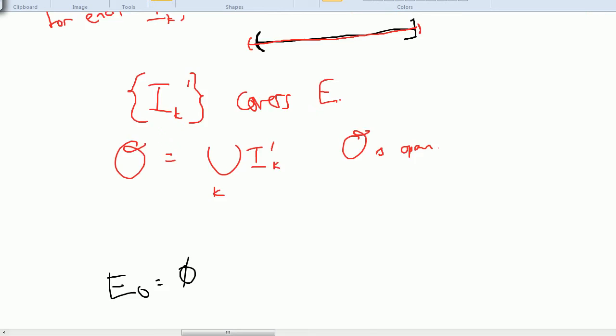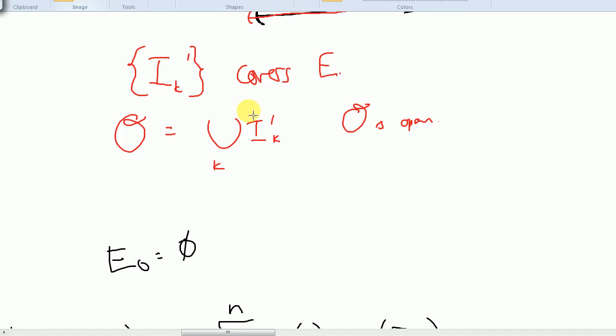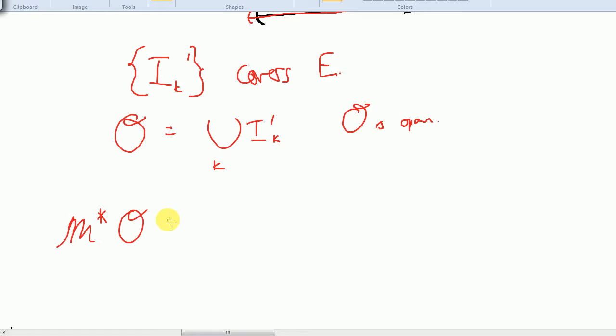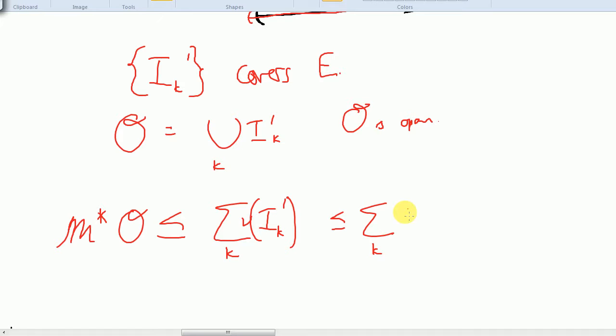looks like I have some leftover stuff from a previous video down here. Try to get rid of that. The outer measure of O is less than or equal to the sum across all k of the volume of I sub k prime, right? Because the outer measure of O is the infimum of all of the sums of the lengths of all the covers, and this is one example of such a cover. But this is less than or equal to the sum across all k of the volume of I sub k plus epsilon over 2 to the k plus 1, which is equal to the sum across all k of the volume of I sub k plus the sum across all k of this thing right here, which ends up yielding epsilon over 2.